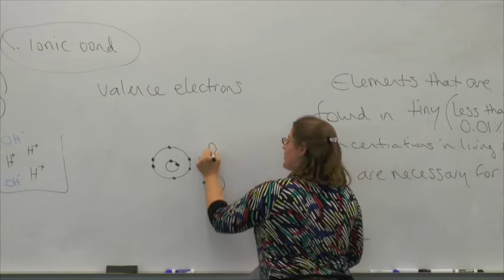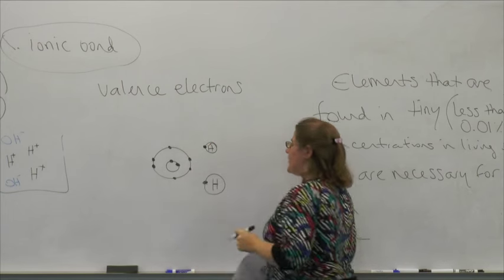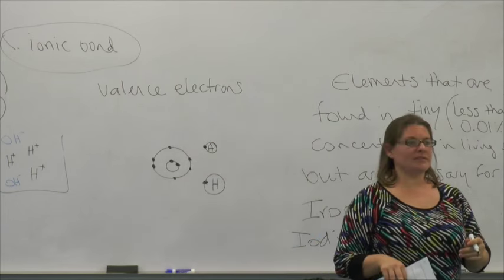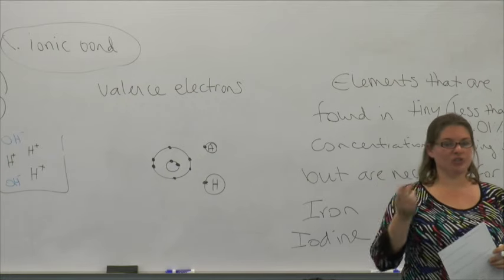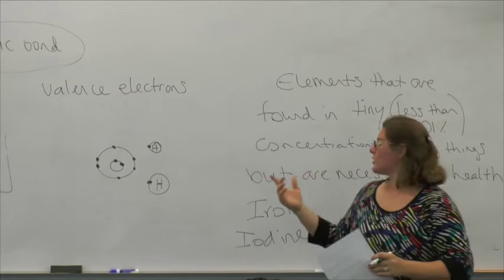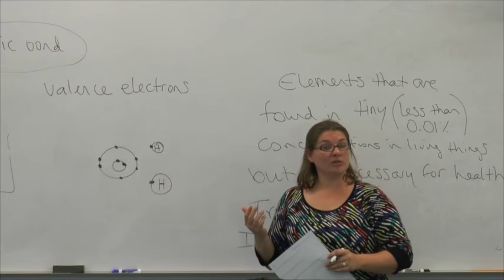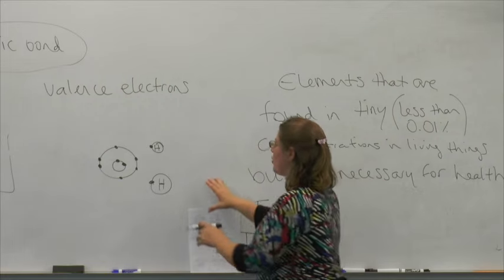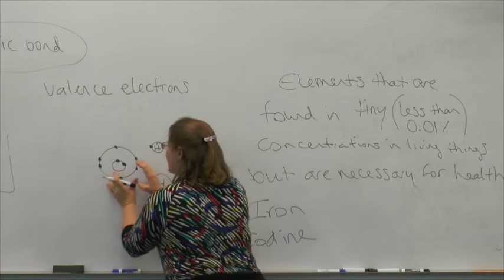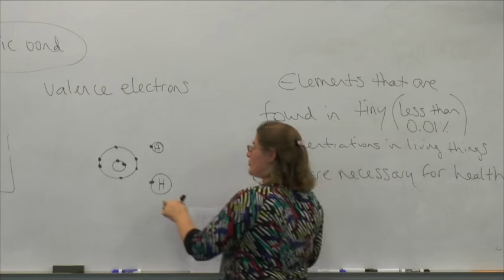The other hydrogen out there also only has 1 electron on its outermost shell. How many electrons can hydrogen hold total on that 1 shell? Just 2. So how many more electrons does hydrogen need? They each need 1 more. So what's going to happen is that hydrogen is going to form a linkage bond with oxygen. Okay? It's going to do what?